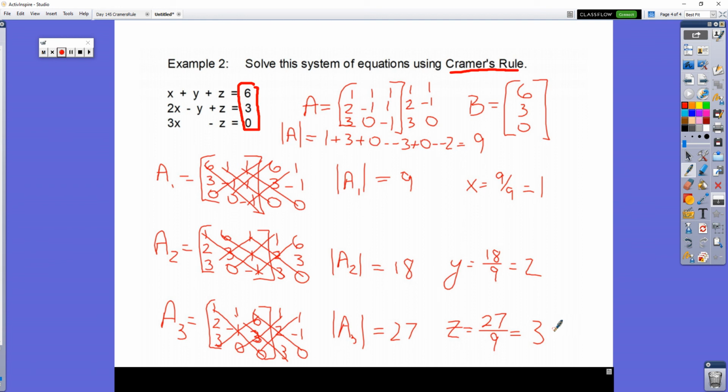You are now ready to give the homework for tonight a try. Please use Cramer's rule so that you can practice this process and see if you like it better than Gaussian elimination. I think you might.